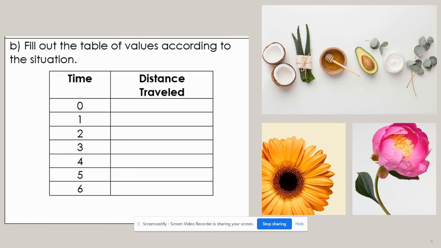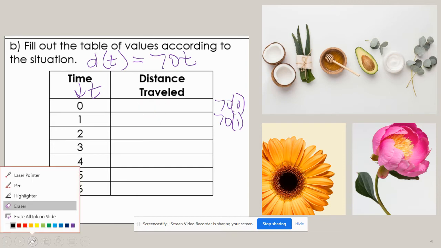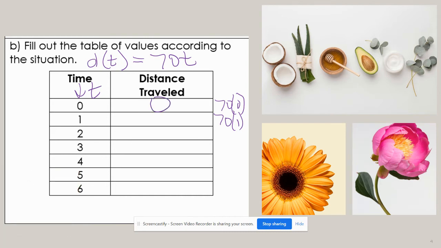If we fill out our table of values, remember we're doing distance as a function of time is equal to 70 times time. That means we're plugging in these values for t. And we start with 70 times 0, which is 70. 70 times 1. Oops, sorry. Did I just say 70 times 0 is 70? I apologize. 70 times 0 is 0. So we haven't traveled anywhere.